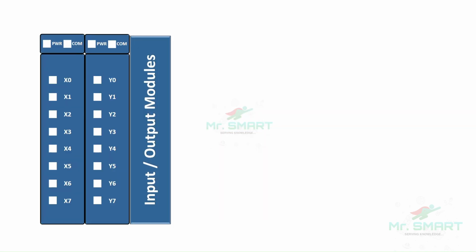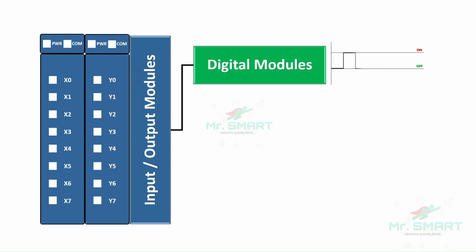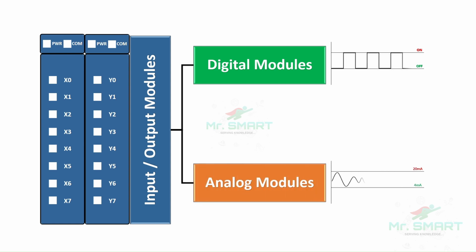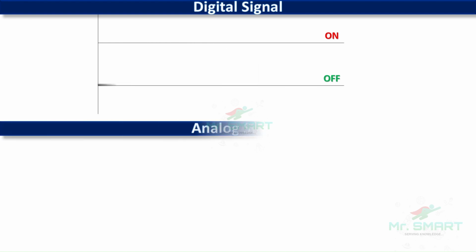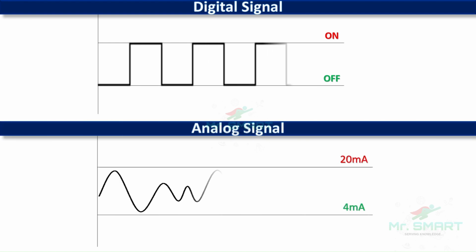PLCs use input and output modules to interact with the real world. These modules can be either digital modules, which can process only binary or digital signals stating on or off condition, or they can be analog modules, which are capable of processing a continuous range of analog signals. In this video, we are going to understand what a digital and analog signal is, and how it is processed by the PLC's I/O modules.